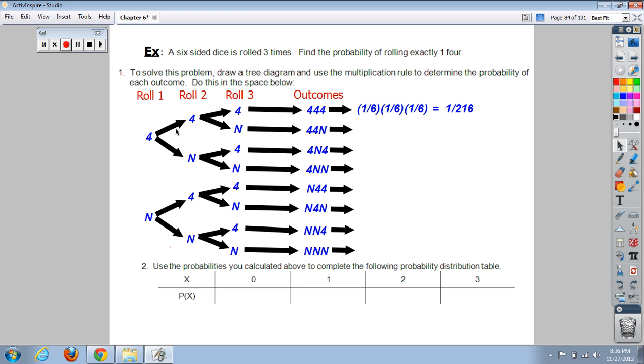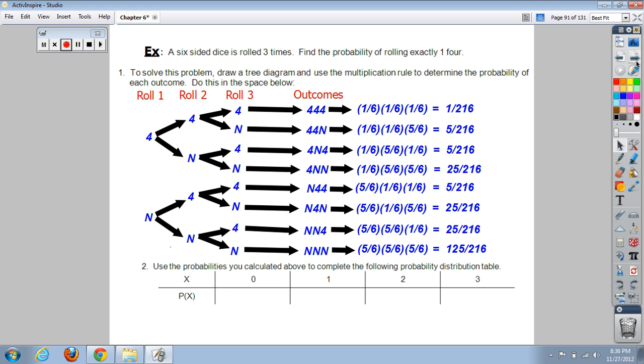And then rolling a 4, and not a 4. Well, that's going to be a 6th times a 6th times 5/6 for that not a 4, which is going to be 5 in 216. And if I keep going down the line here, we find the most common occurrence is not rolling any 4s. Rolling 3 non-4s, we have a 125 in 216 chance, which is greater than 50%.